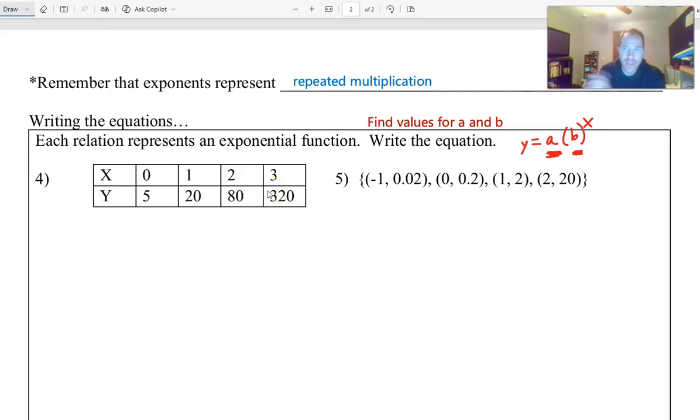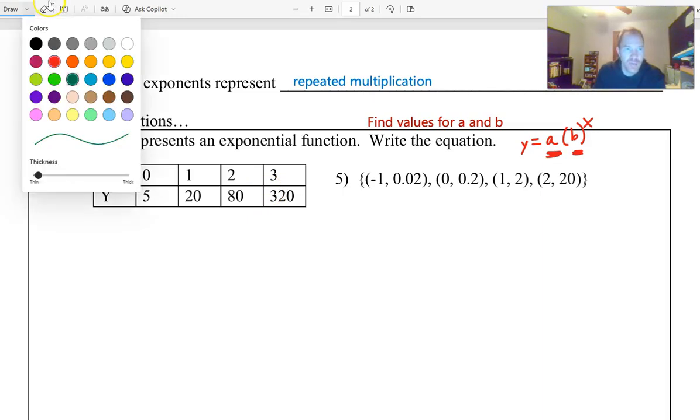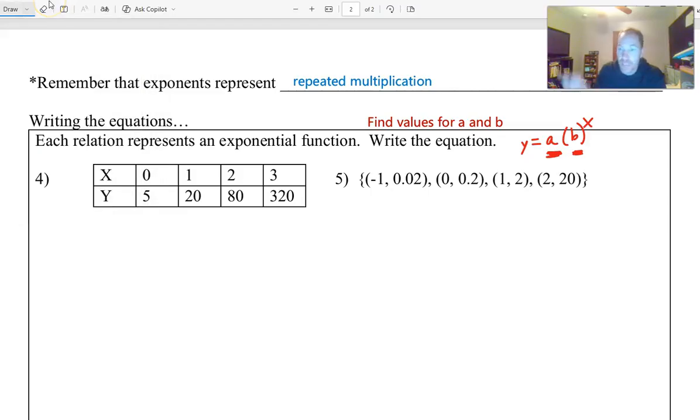So what I'm actually going to do first is start with the B value. That's what I'm going to do first. I'm going to look for B, the common multiplier, the common ratio. So the B value, well, let's see here.